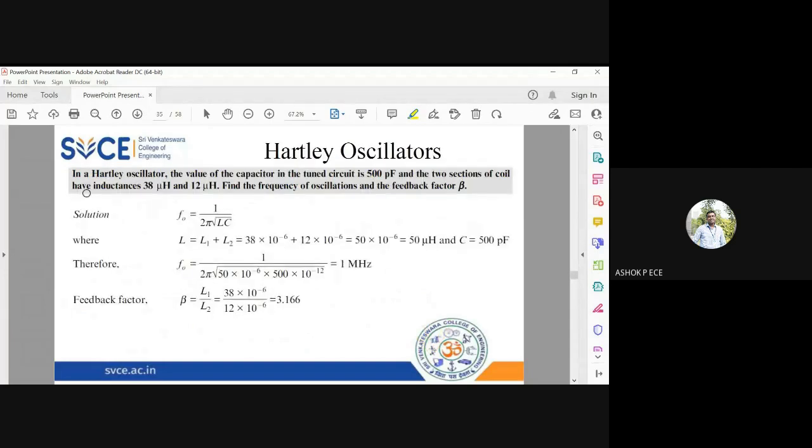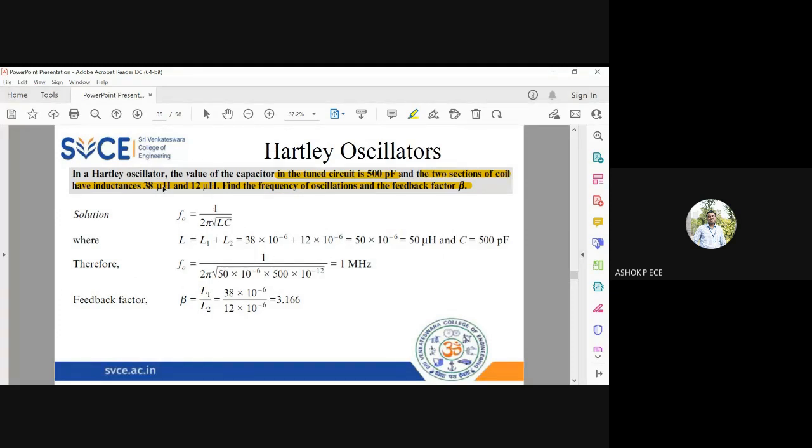And one last problem in Hartley Oscillator: they have given the capacitance value 500 picofarad and L1, L2 values are given as 38 and 12 microhenry. They're asking you to find what is F0 and beta. F0 is straightforward. Use the formula for frequency of oscillation, 1 by 2 pi root of LC.